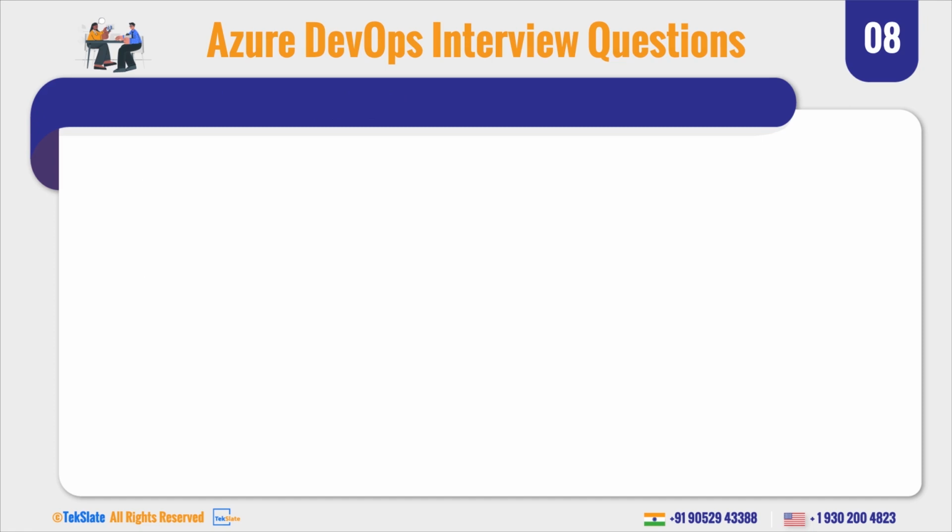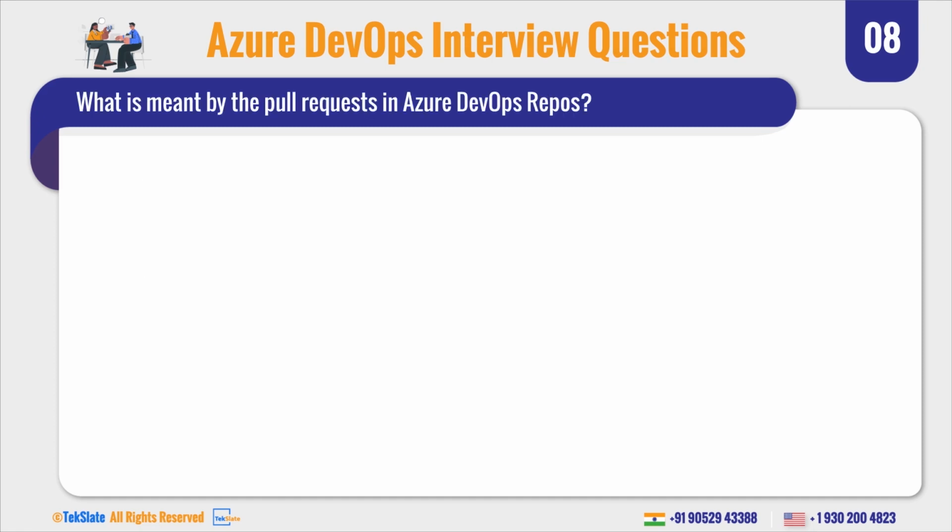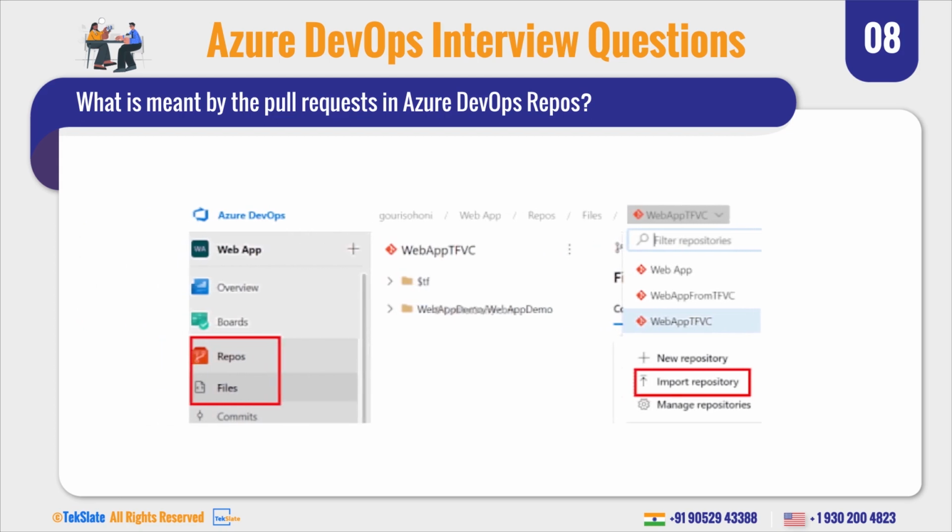The next question is, what is meant by a pull request in Azure DevOps Repos? Pull requests are used for reviewing as well as merging code to a Git project. Pull requests enable the team to review the code and also provide feedback on it. Either a feature or topic branch, along with a fork, can be the source of pull requests.